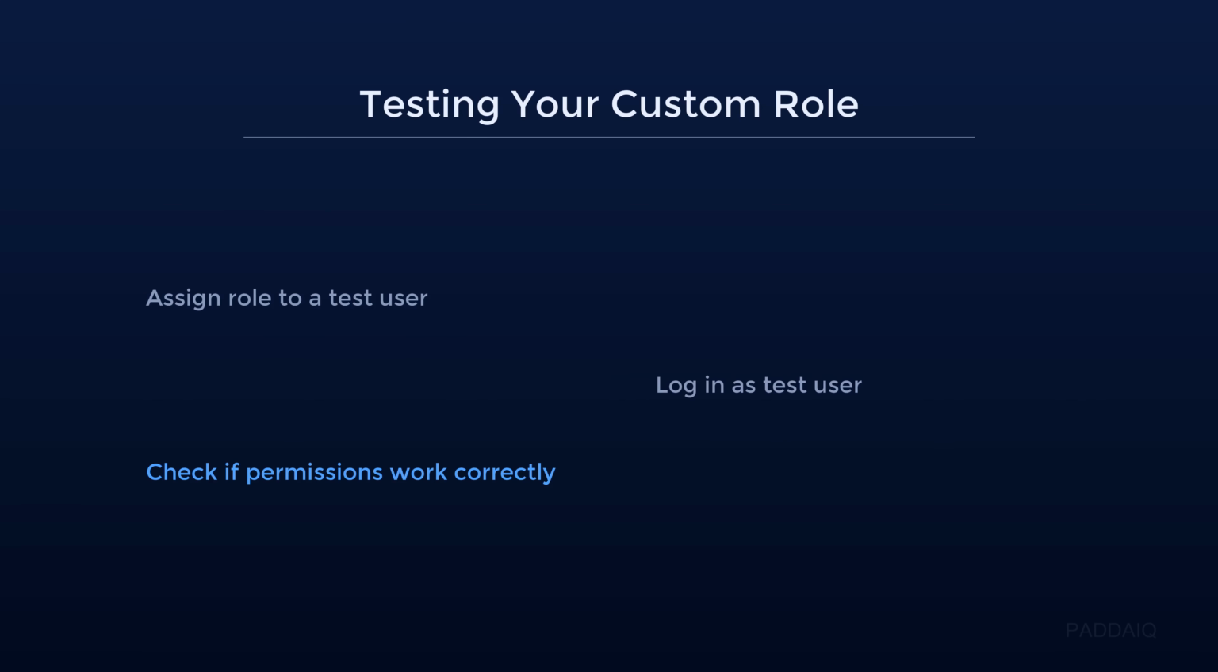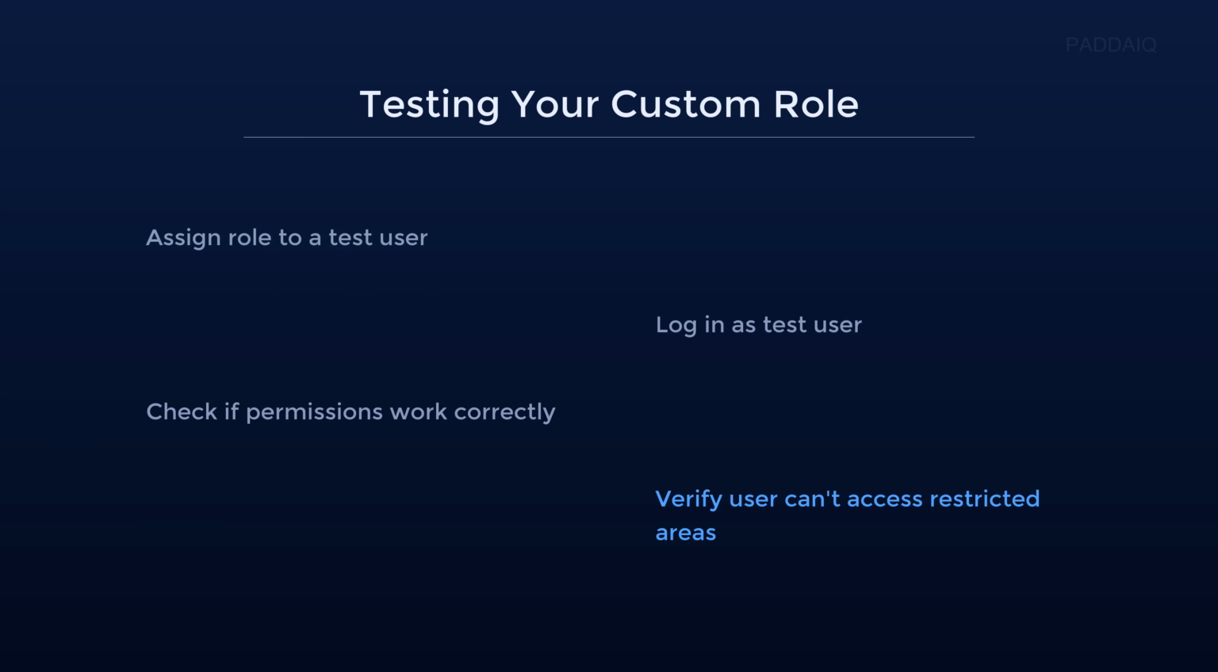Check if permissions work correctly. This means verifying that users with your custom role can access only the intended apps and data. For example, a sales role should be able to view customer records but not modify financial reports. Always test thoroughly to ensure your security setup functions as designed.